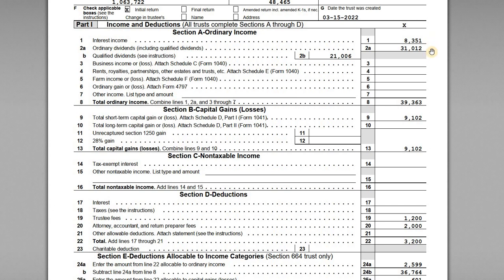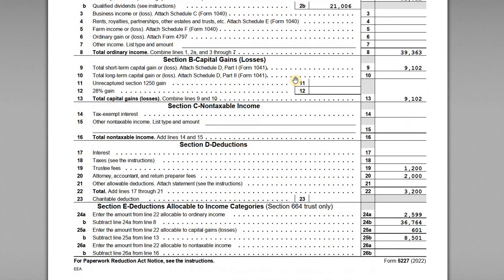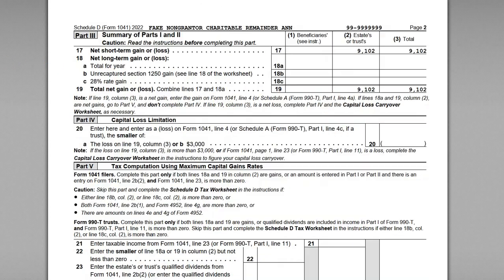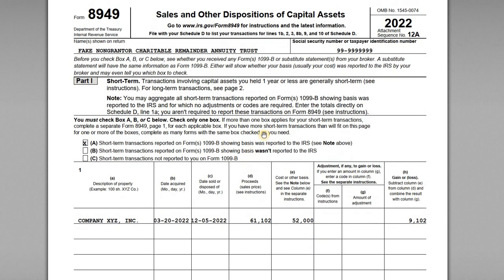There we have our total ordinary dividends, and then the portion of which is qualified, $21,006. And then in the capital gains and loss section, we did complete Schedule D. Well, Schedule E first, right? So we did Form 8949, and then D.